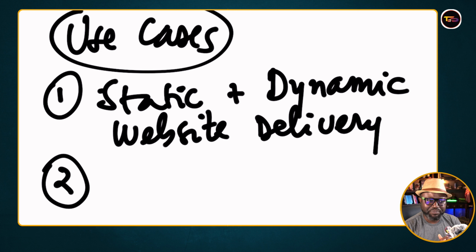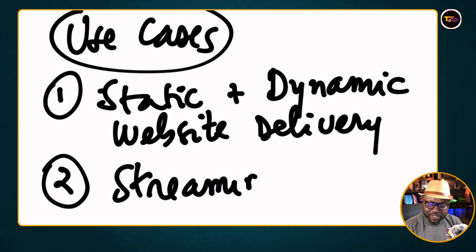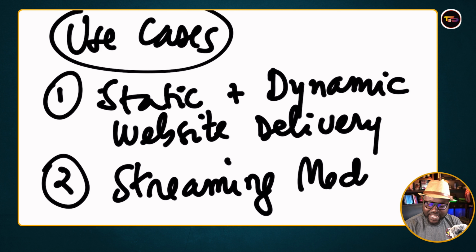Usually dynamic is a little bit more complex than static. I will not get into more details because that's not the purpose of this video. All right. The second use case will be streaming media. That's something like a video streaming service like Netflix and the other stuff.